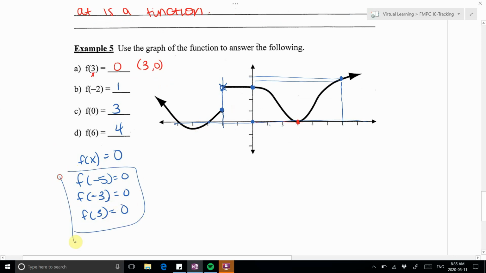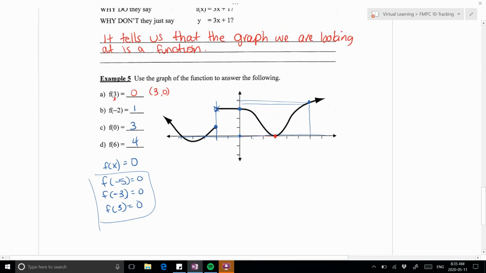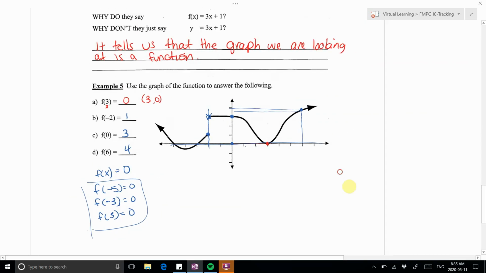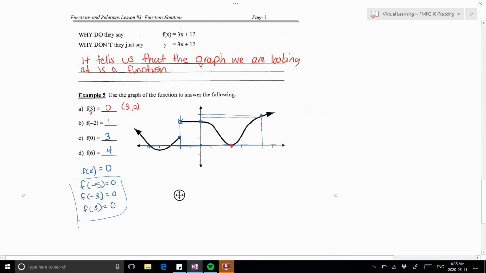That is okay for a function. You can have the same y values. They just have to have different x values associated with them. All right, so this is what you're going to be doing today. You're going to be going through and mostly calculating with function notation. So have fun.